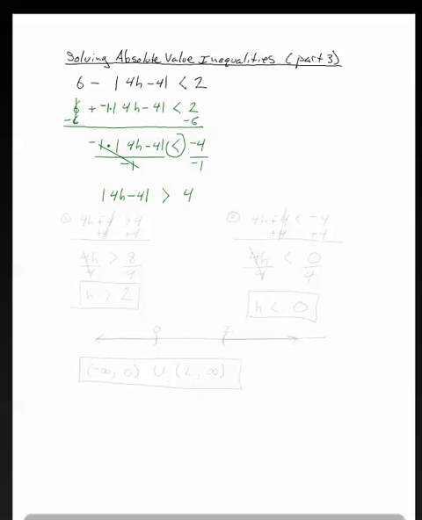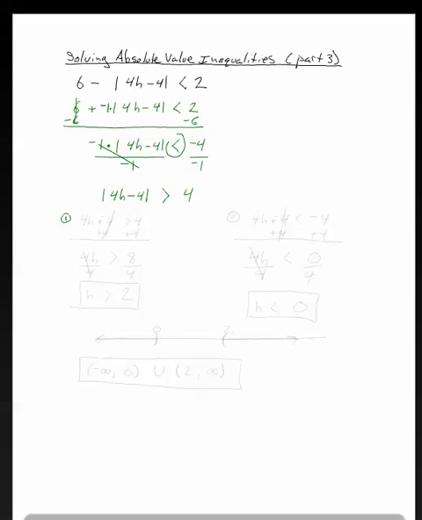Now our absolute value is isolated, and remember we're asking ourselves, can we think of a non-negative number, because that's what an absolute value is, a non-negative number which is greater than 4? Well, 5, 6, 7, 8, those are all greater than 4, so this will have a lot of solutions.